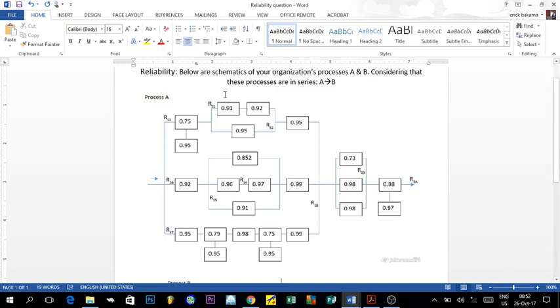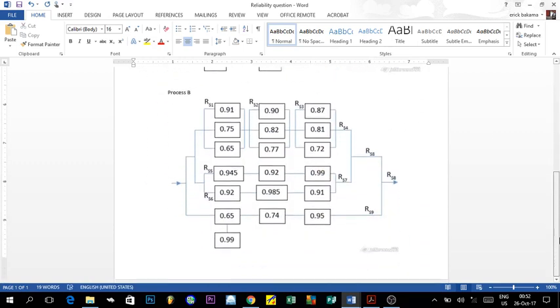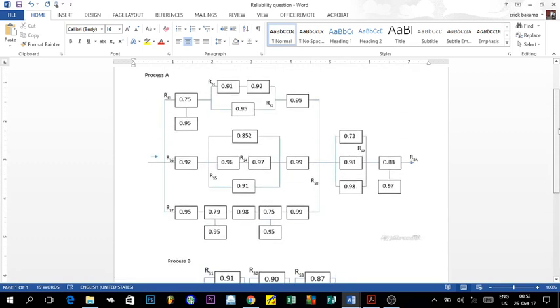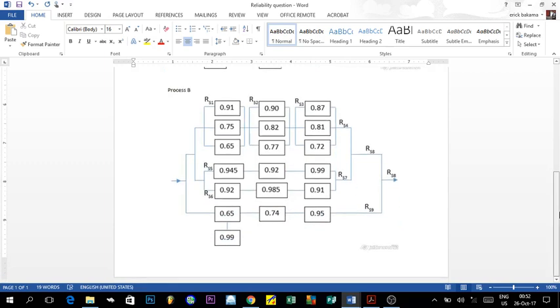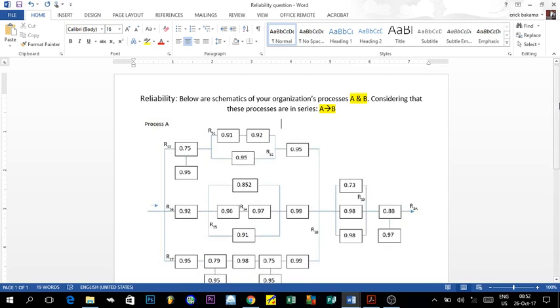Now in this case, first of all, they say that below are schematics of your organization process A and B. So we have two processes, A and B, and they say to consider that the processes are in series, which means we have A in series with B. According to our information, this is process A, this is how it looks, and this is process B. So we need to find the reliability of process A, then we'll work it in series with the reliability of process B. To solve this, you just need to know the formulas that I showed you in the previous video about what to use if we are in series, in parallel, or we have a redundant.